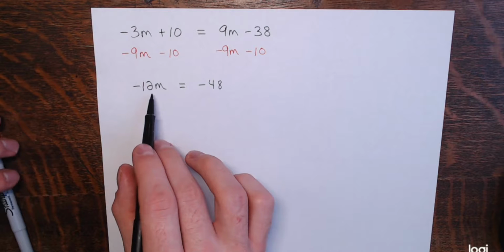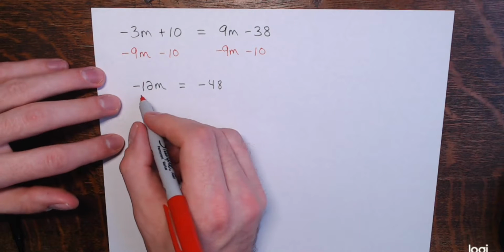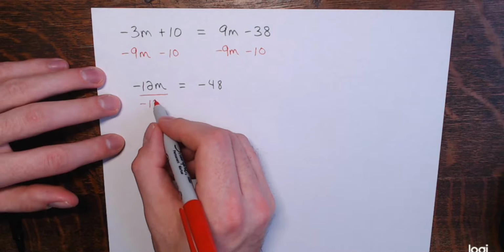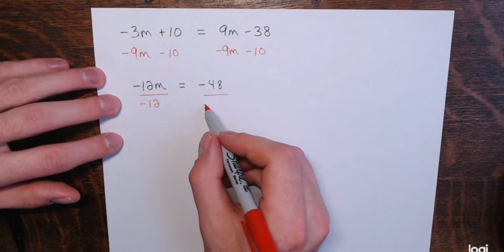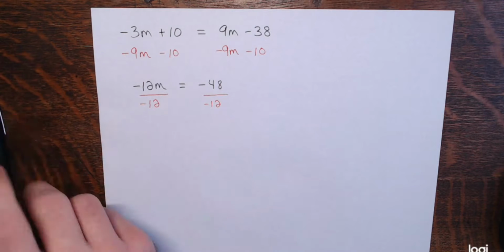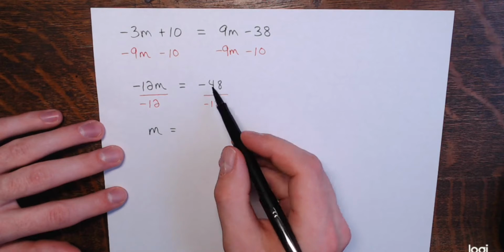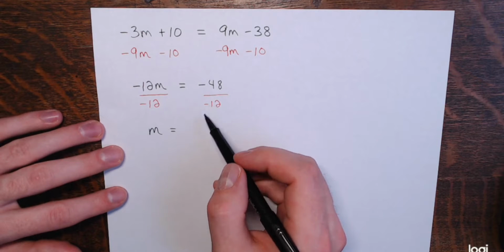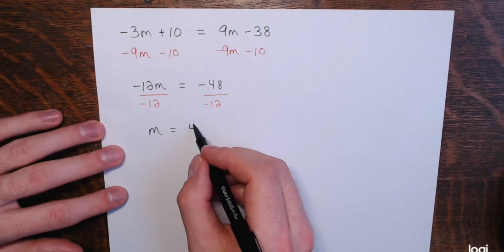And now to get m alone, we do division. Divide both sides by negative 12. That'll make this positive 1m. Divide by negative 12. So we have m on the left, and then a negative number divided by a negative number is a positive number, right? So and then 48 divided by 12 is 4. This is positive 4.